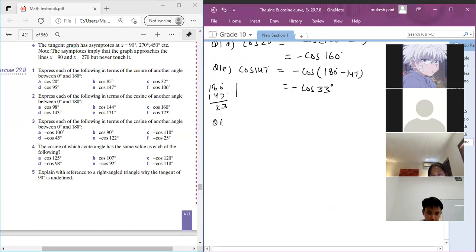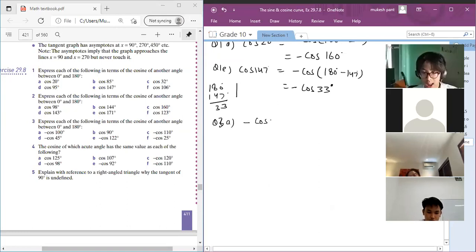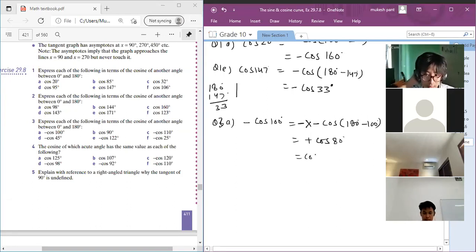Now question number 3A. This is minus cos 100 degrees. No problem. You just write this minus here and the rest is the same, like cos x equals minus cos (180 minus 100). So minus minus is plus, and this is cos (180 minus 100), which is 80 degrees. So simply you can write cos 80 degrees.